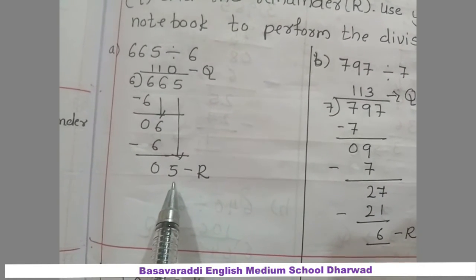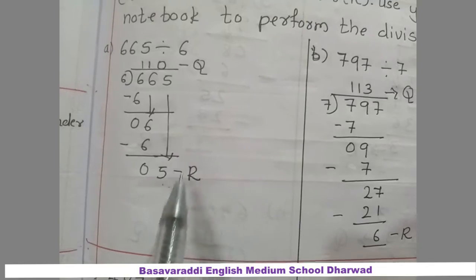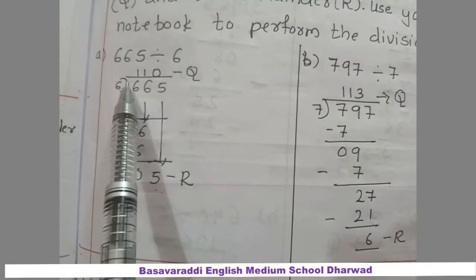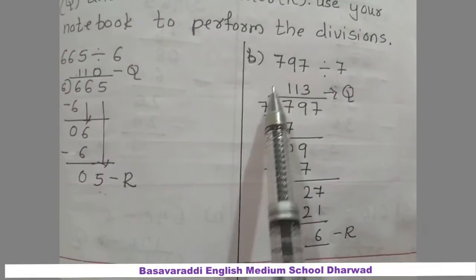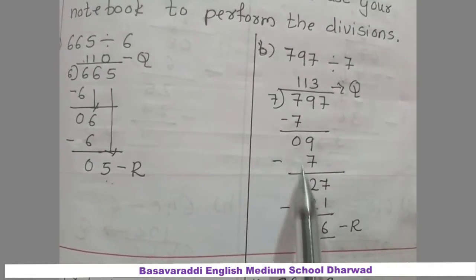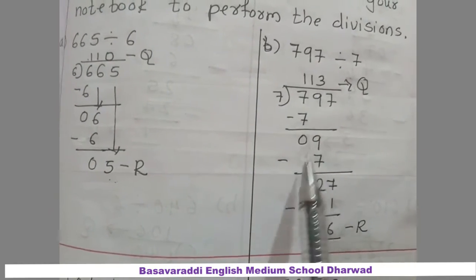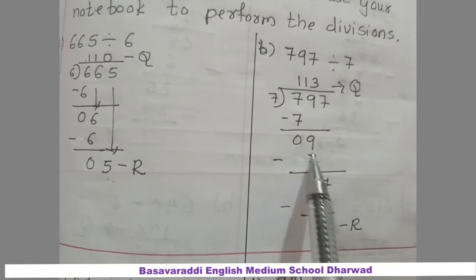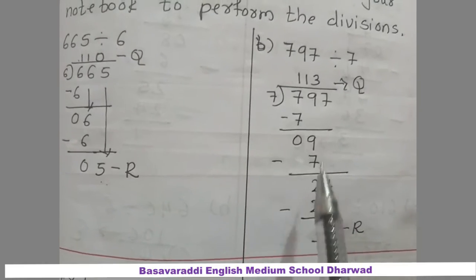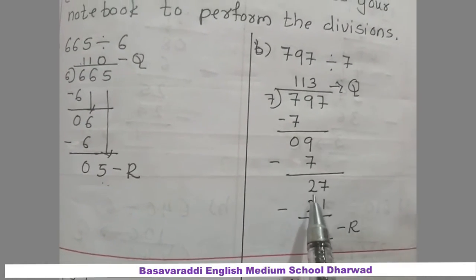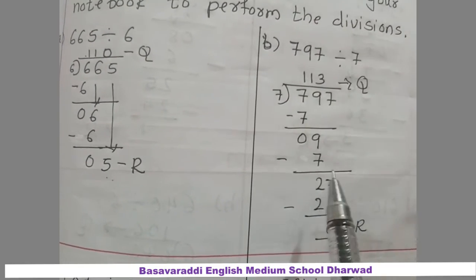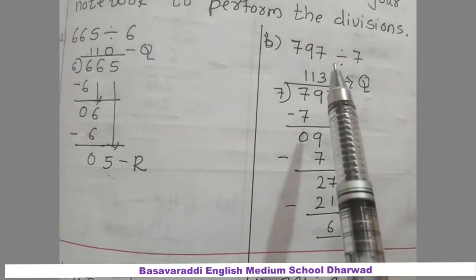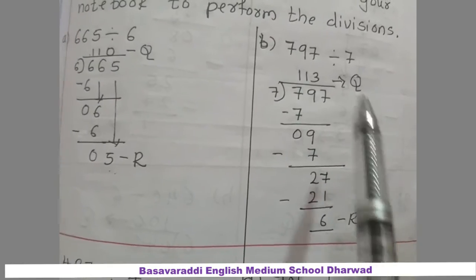5 is smaller, so we can't divide, so 5 is the remainder, and the quotient is 110. Now 797 divided by 7. So we have to divide this one. 7 ones are 7, 0, and we bring down the 9 from the tens place. 7 ones are 7, again 9 minus 7 means 2. Again we bring down the 7. So 27. 7 3s are 21, 6 is the remainder, and the quotient is 113.